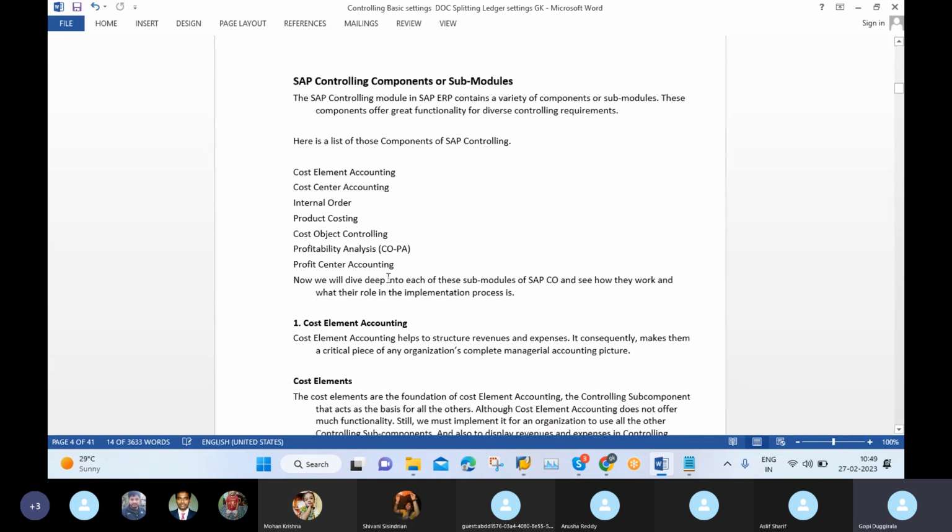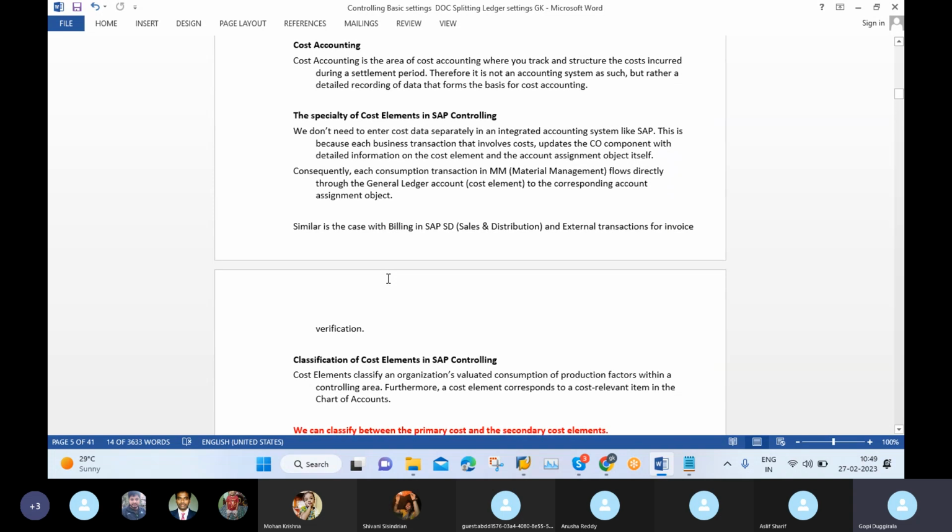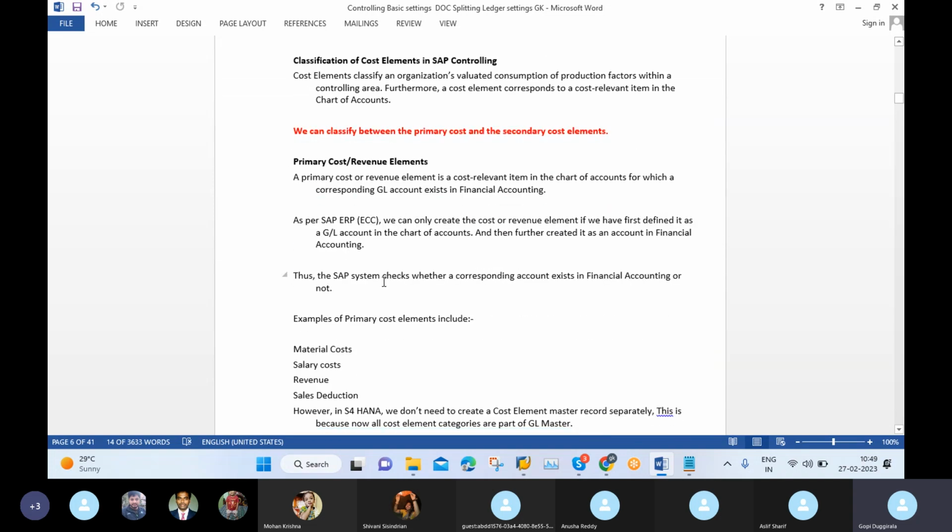The first thing is in controlling basically we have one concept, cost element accounting. In cost elements we have two types of cost elements. This question also you will definitely get in our interview: what is the difference between primary cost element and secondary cost element? And what do you mean by primary cost element or secondary cost element? This question also you can expect.